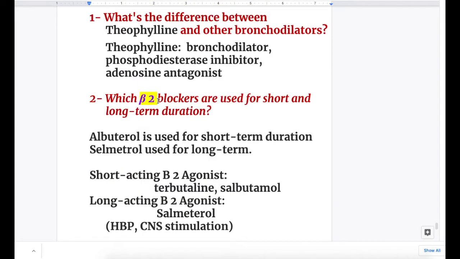Now, answers to the questions. What's the difference between theophylline and other bronchodilators? Theophylline is a bronchodilator also, but it's a phosphodiesterase inhibitor and an adenosine antagonist. Which beta agonists are used for short and long-term duration? Albuterol is used for short-term duration, whereas salmeterol is used for long-term duration.